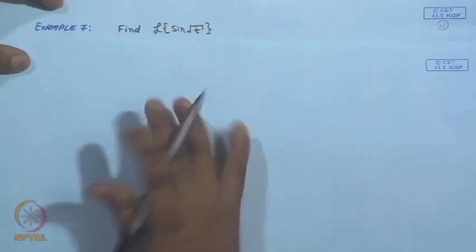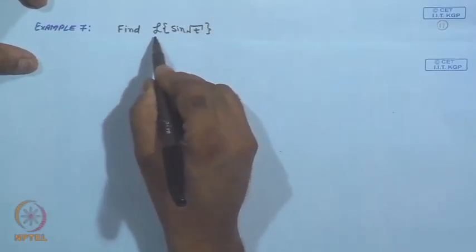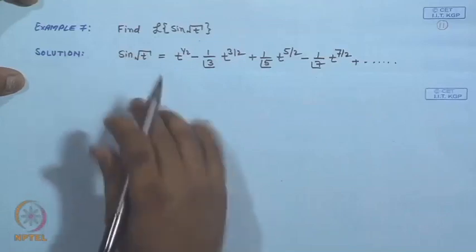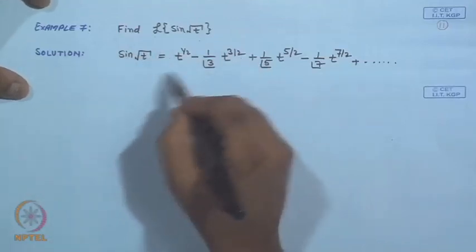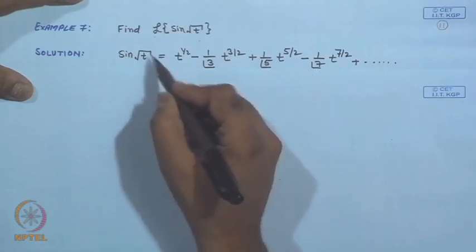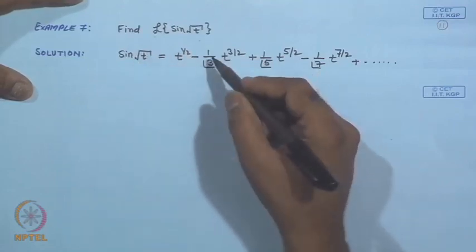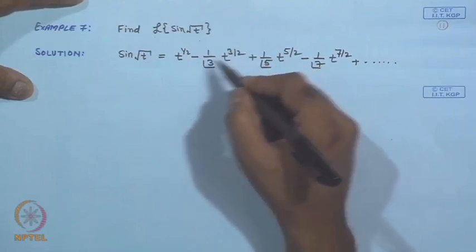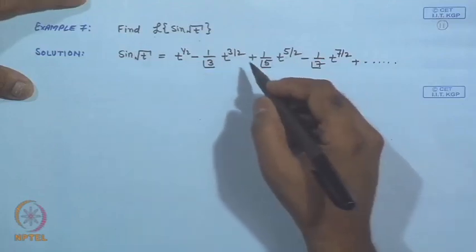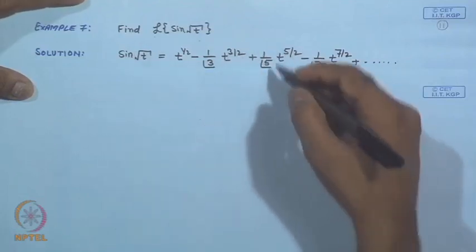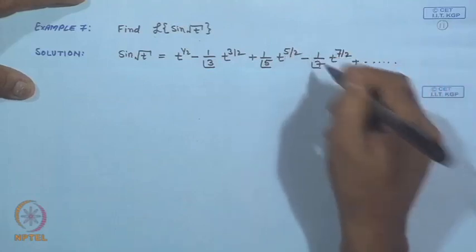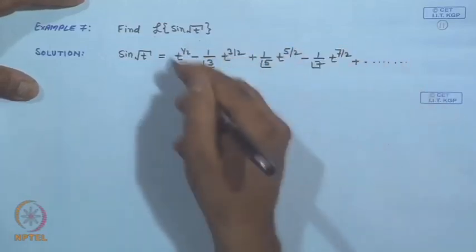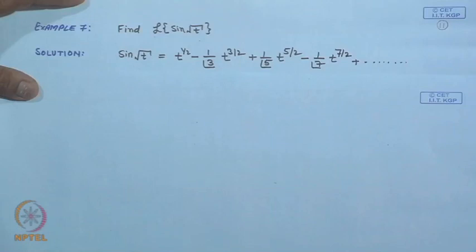Okay, the next example: the Laplace transform of sin of square root t. We have the series of this sine function: t^(1/2) minus 1 over factorial 3 times t^(3/2), which is basically the cube of the square root of t, plus 1 over factorial 5 times t^(5/2), minus 1 over factorial 7 times t^(7/2), and so on. Obviously, this series is convergent and the value is sin of square root t.